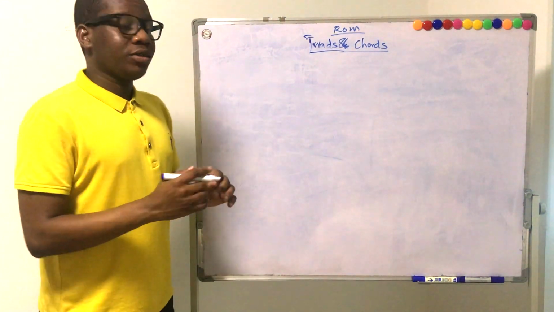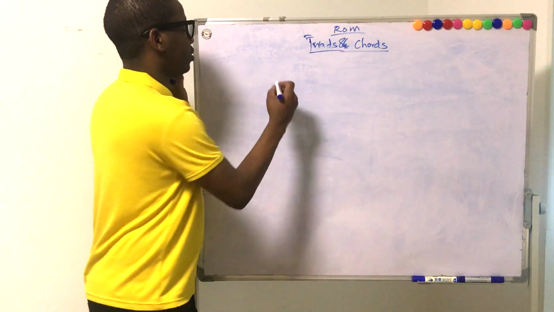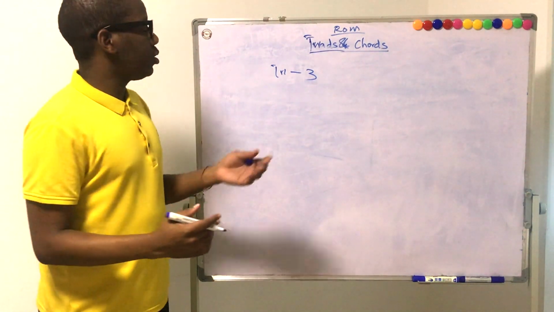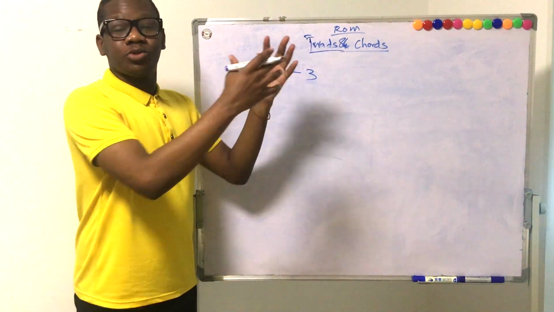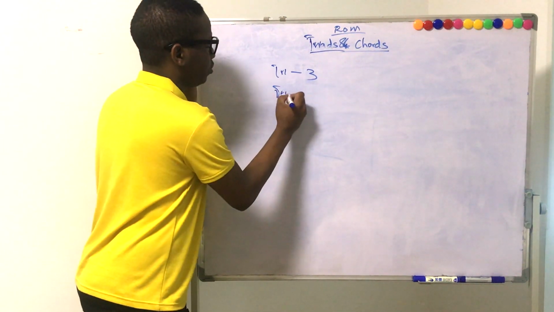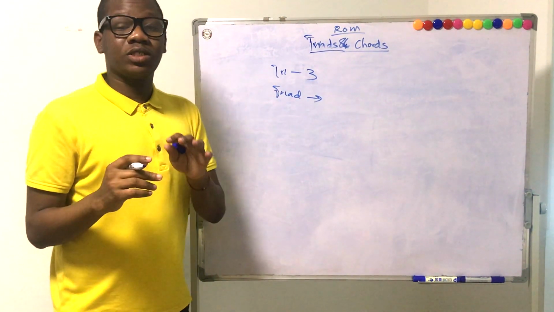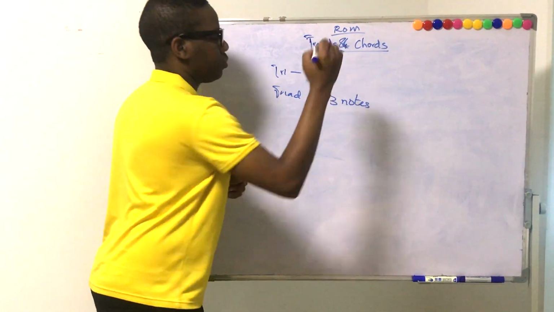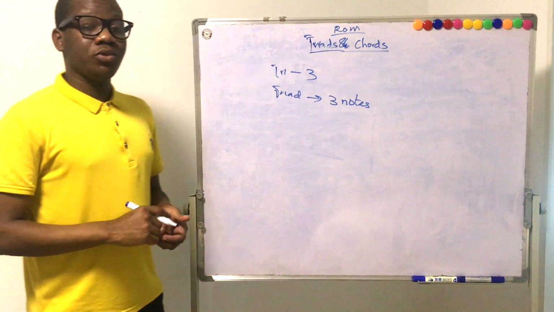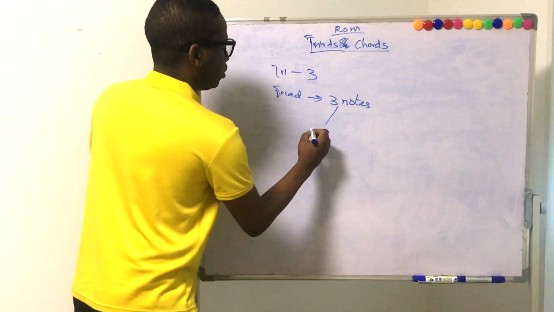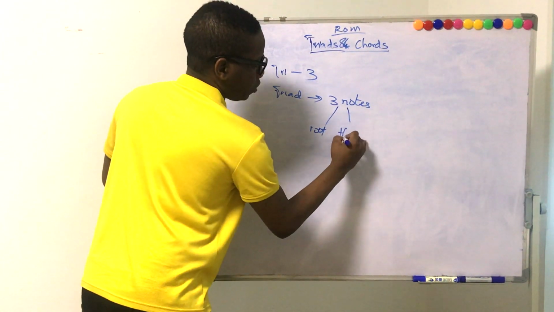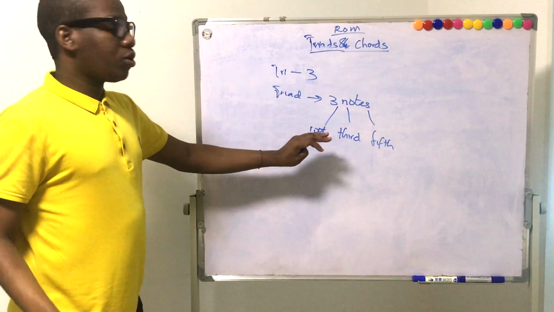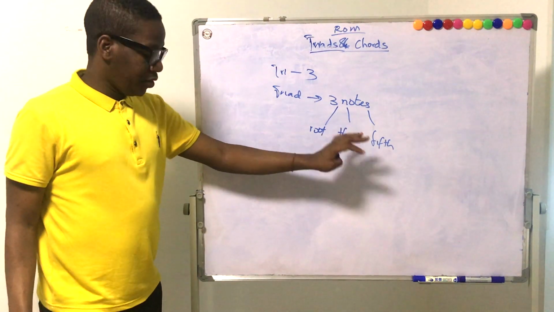From the word tri, we know already that it's three. So the word tri, of course, means three. So let's relate that to the word triad. Triad in music simply means three notes. So what are these three notes? In music, we call them the root, the third, and the fifth.